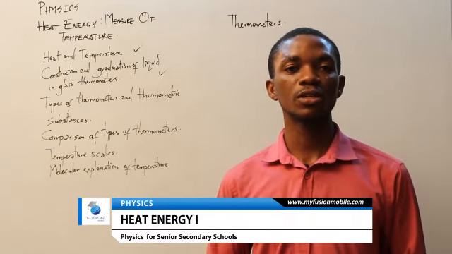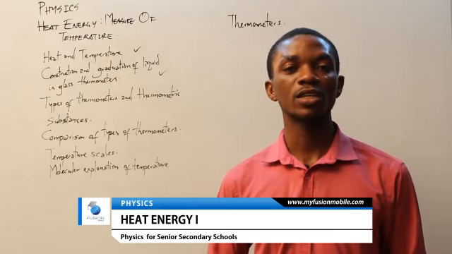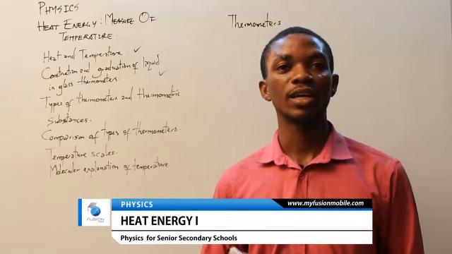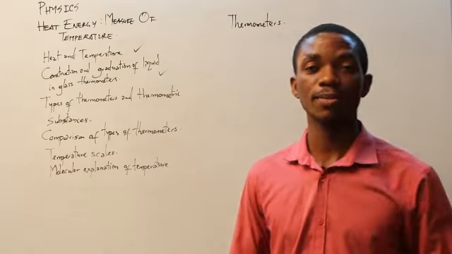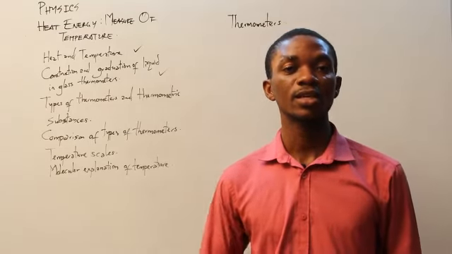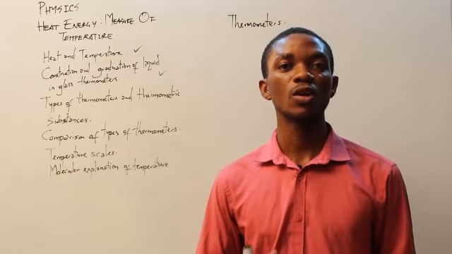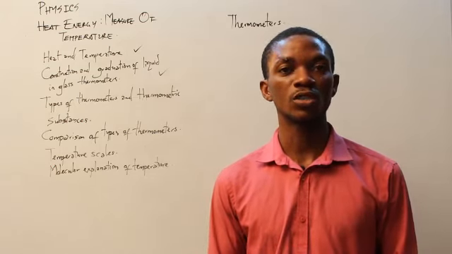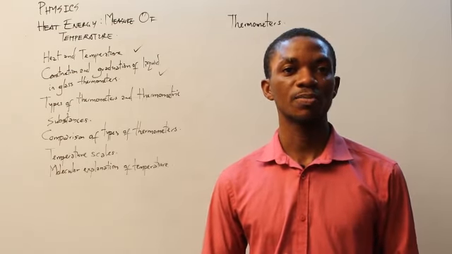So a good liquid in glass thermometric substance should possess the following things. It should be very sensitive to heat, which means it should have a low specific heat capacity. Specific heat capacity talks about the rate at which substances expand when temperature changes. So when little temperature change occurs, the material should expand greatly.